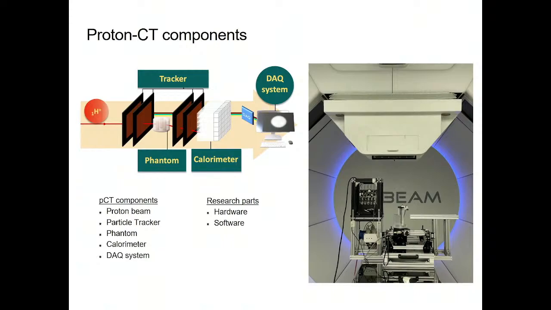The next thing is you need a calorimeter to measure the residual energy of the proton after passing through this, and then the DAQ system. And this is our latest prototype of the PCT that we are currently developing. You can see that we have a proton, actually, I didn't move the gantry here. The gantry should be here, and then the proton comes from the right to the left, and here is the acrylic we are going to use as the phantom.